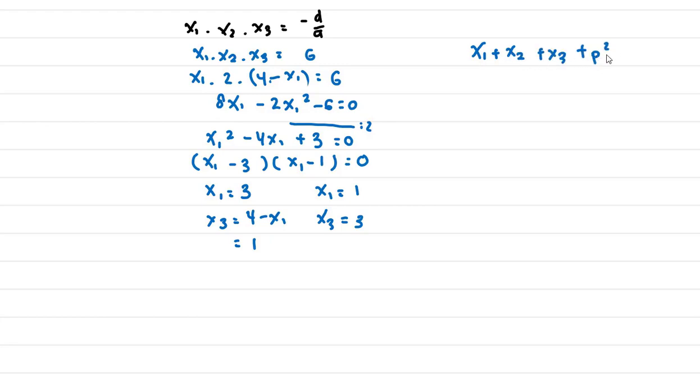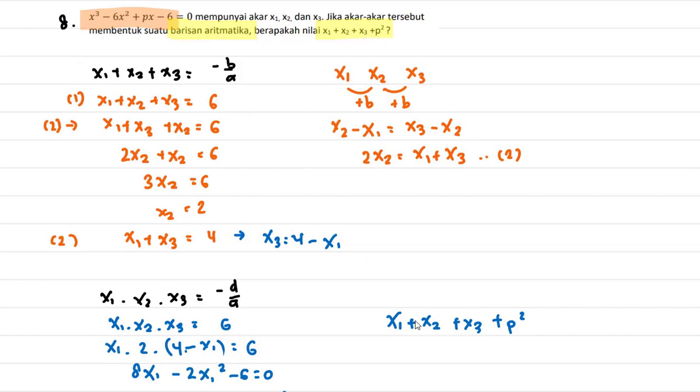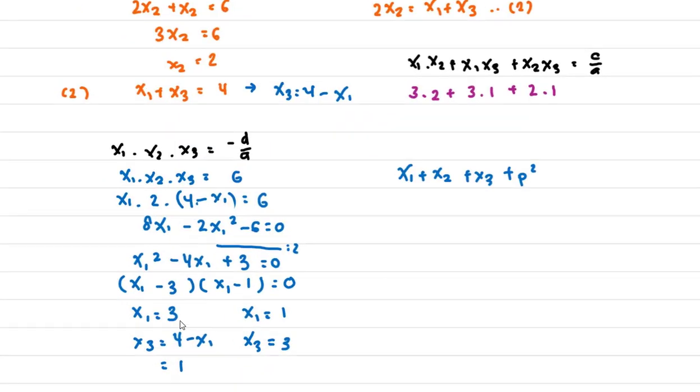Last one, to answer the question x1 plus x2 plus x3 plus p squared, we need the value of p. p is in the c part, so I need to relate all of the roots using the last formula. x1 x2 plus x1 x3 plus x2 x3 is c over a. We substitute: x1 times x2 is 6, x1 and x3 is 3 times 1, and x2 and x3 is 2 times 1. So the value of c over a, or the value of p, is 6 plus 3 plus 2, which is 11. Then we substitute: x1 is 3, x2 is 2, x3 is 1, added with p squared. So the value is 6 plus 121, or 127.